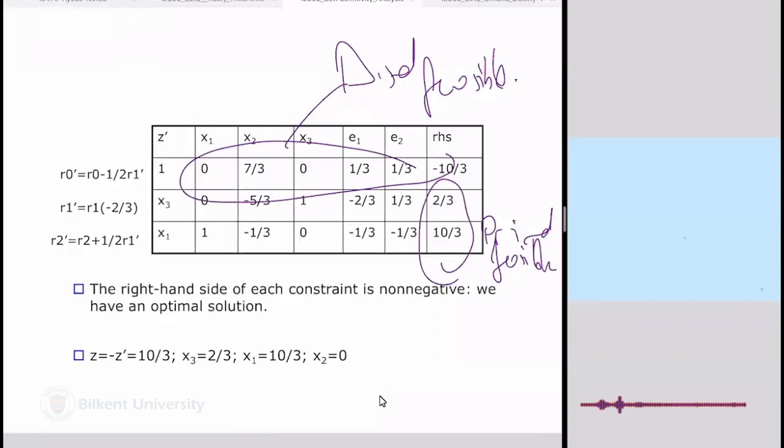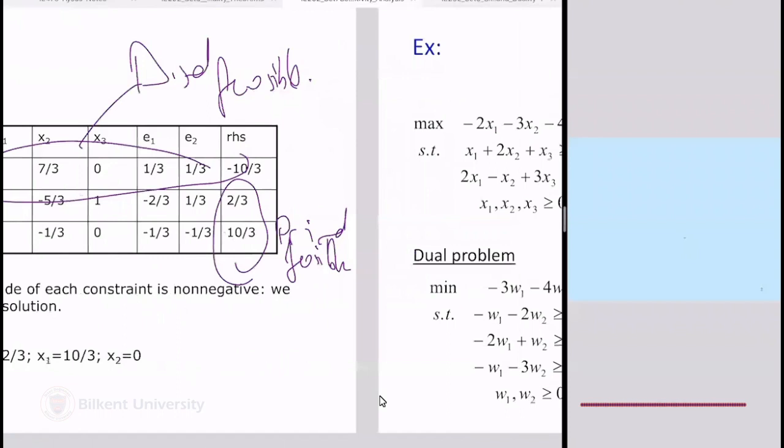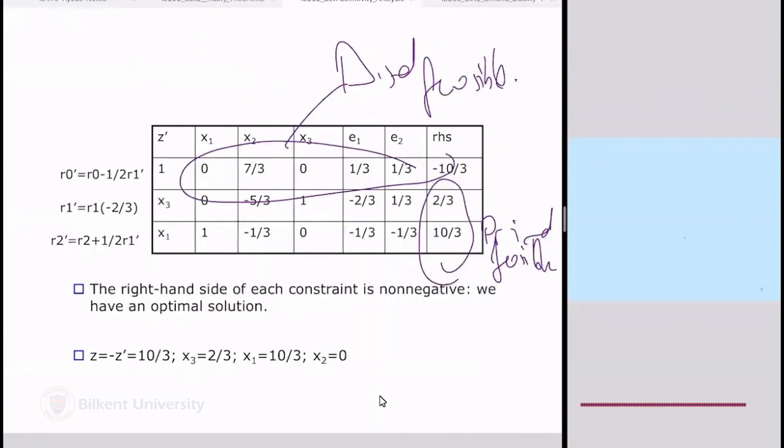We have just finished an example with the dual simplex algorithm. Any questions? Do you want me to reiterate any part? Yes, İrem. İrem, you're muted.